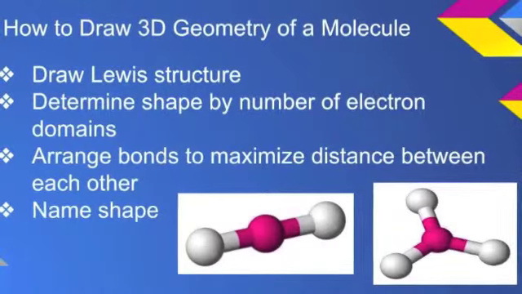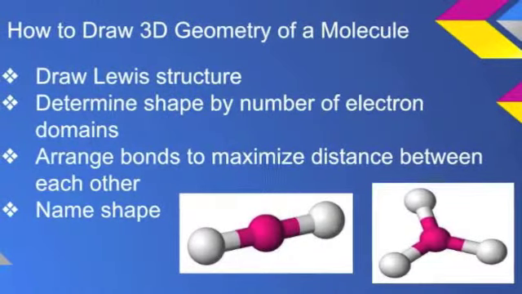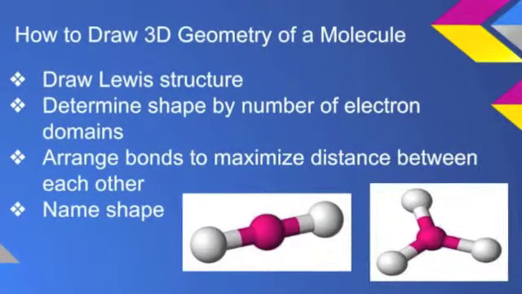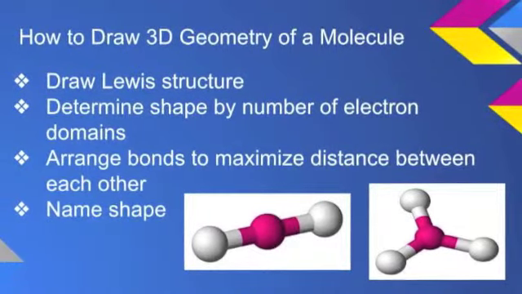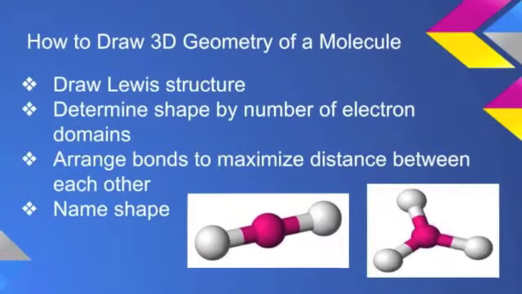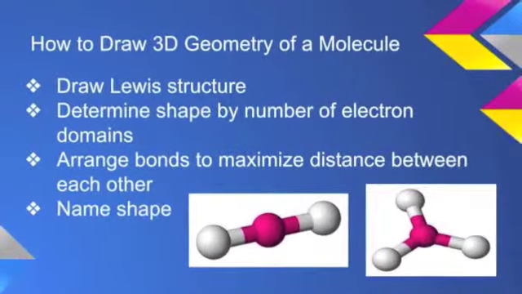Wow, that makes so much more sense. But one thing I still don't understand is how it's used. To determine the 3D geometry of a molecule, draw the Lewis structure for the molecule. Then determine the shape by the number of electron domains. Arrange bonds to maximize distance between each other. Then name the shape.